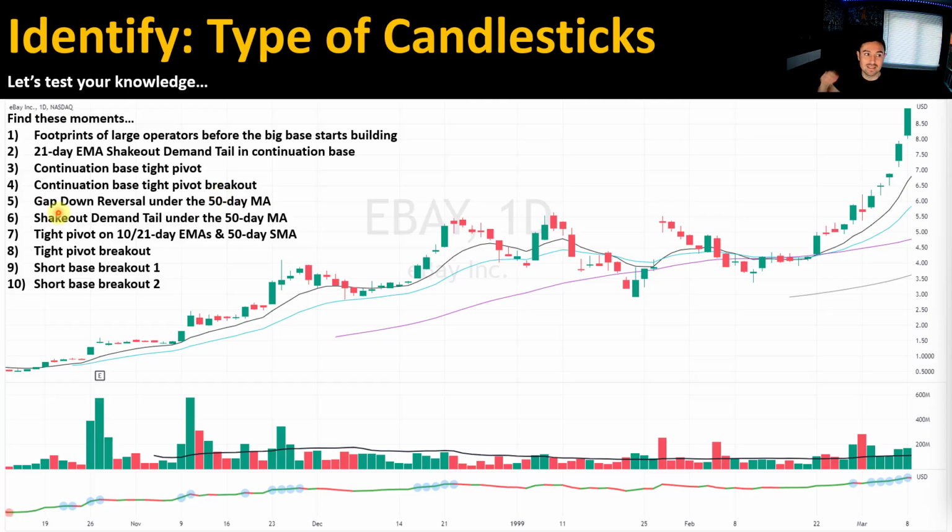Can you identify the gap down reversal underneath the 50-day moving average? The shakeout demand tail underneath the 50-day moving average? The tight pivot on the 10-day and 21-day EMAs? The 50-day SMA as well? The tight pivot breakout, the short base breakout 1 and the short base breakout 2.